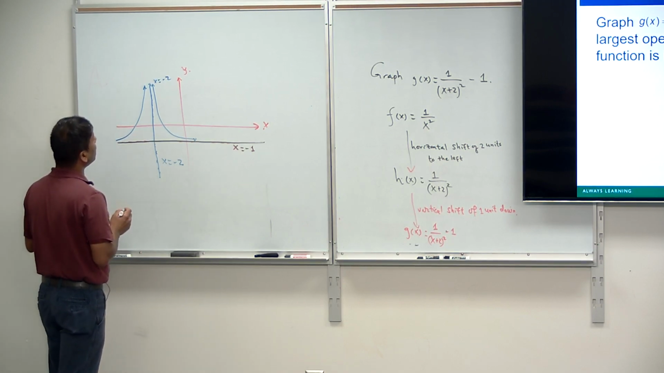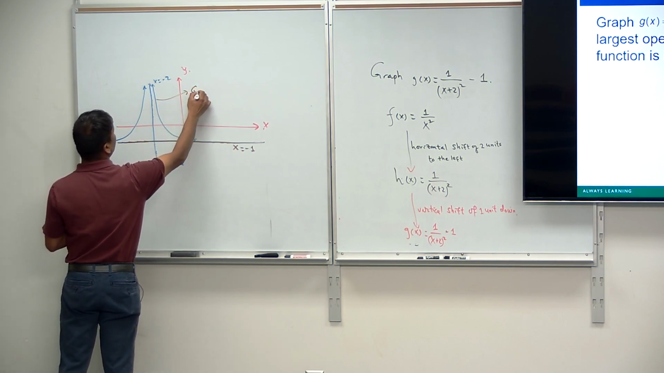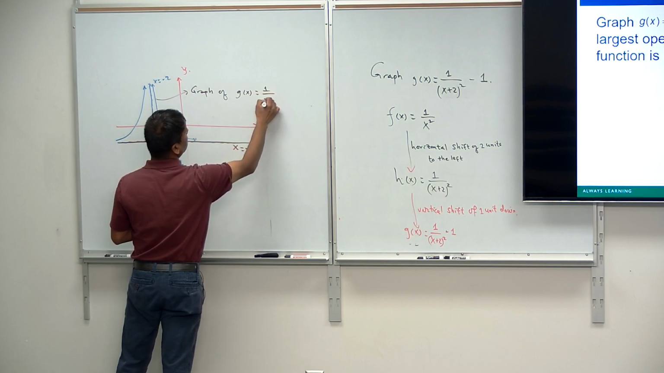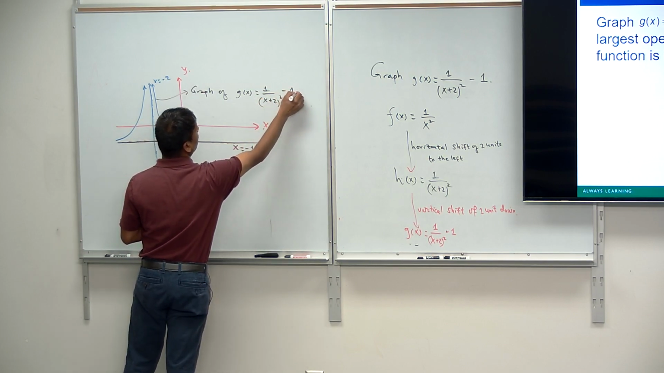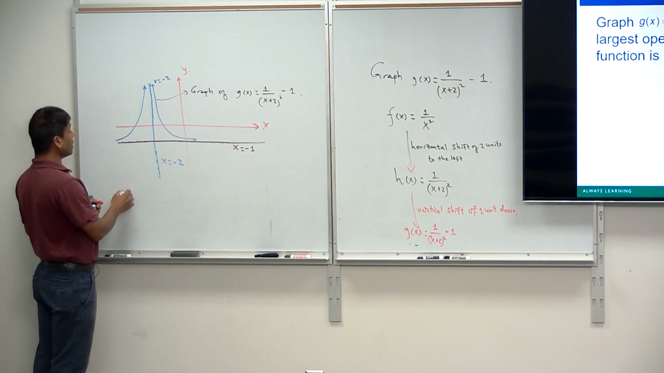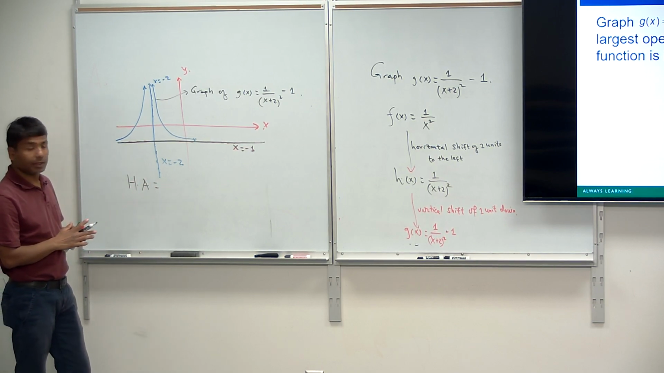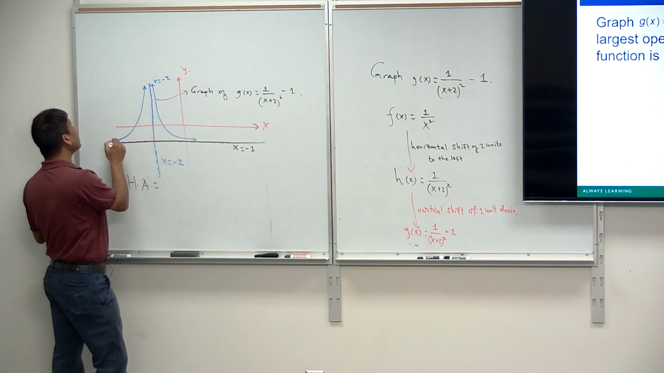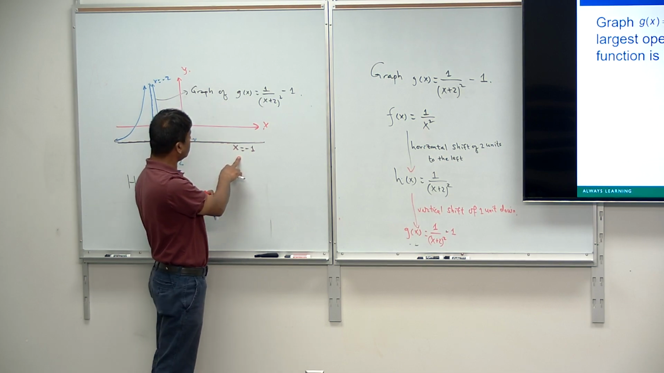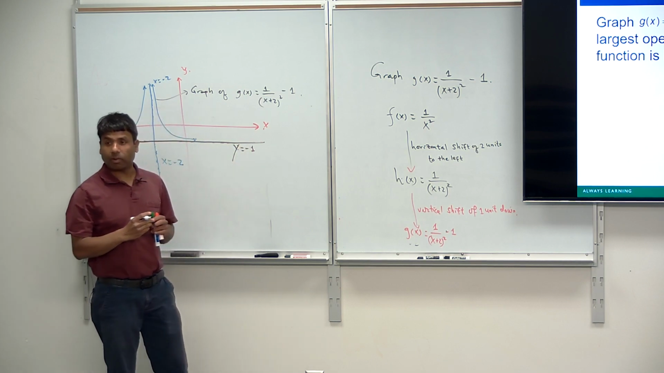So this is the graph of g(x) equal to 1 over (x plus 2) squared minus 1. And now, did you see that? What is the horizontal asymptote here? You see the graph never intersects the line, not x equal to negative 1, sorry, this is y equal to negative 1, right?